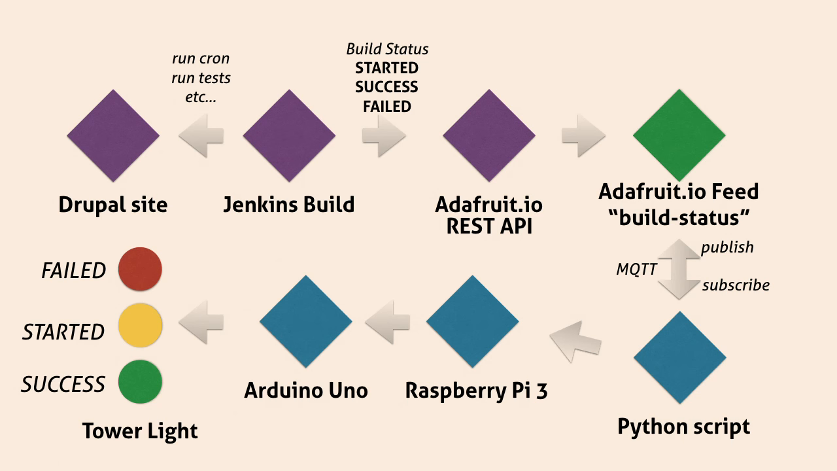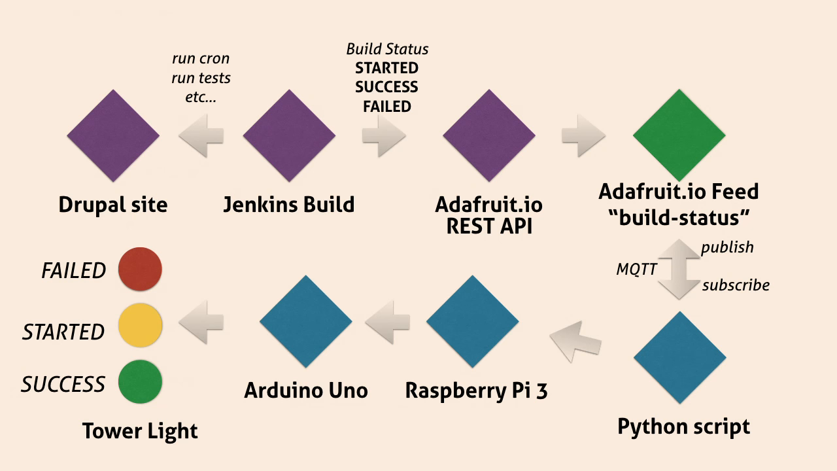This is great because you set up a feed and you can send your sensor data there, or any kind of data you want, one value at a time. I've got this feed set up on Adafruit IO called build status. So the started, success, or failed values are going to that API. Meanwhile, I have the Raspberry Pi running a Python script using a protocol called MQTT, keeping the connection open to Adafruit IO and listening for started, success, or failed.